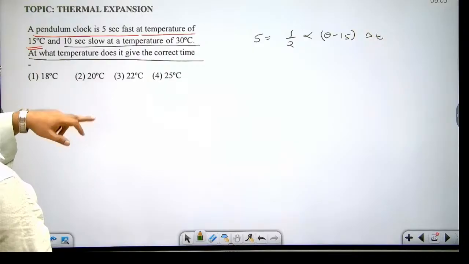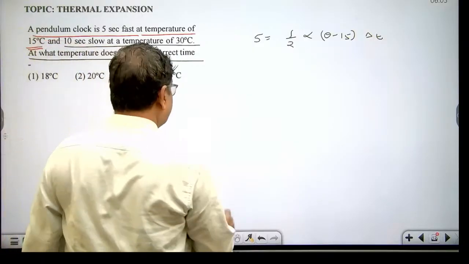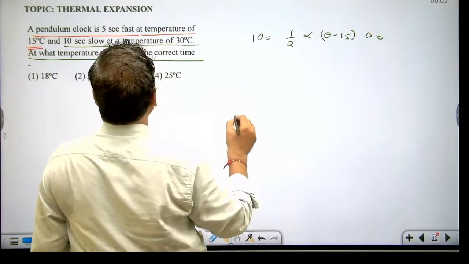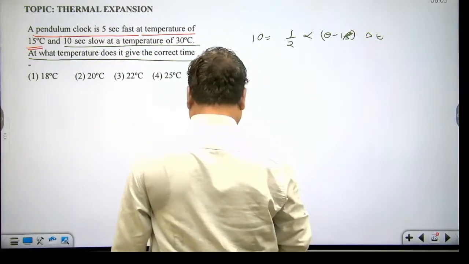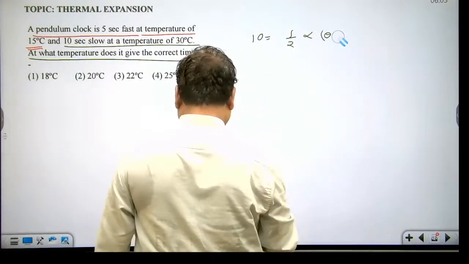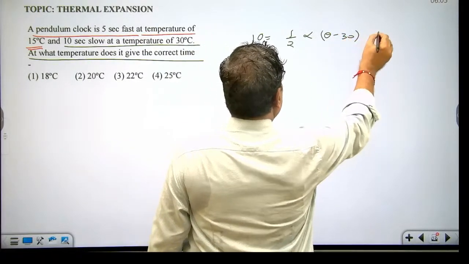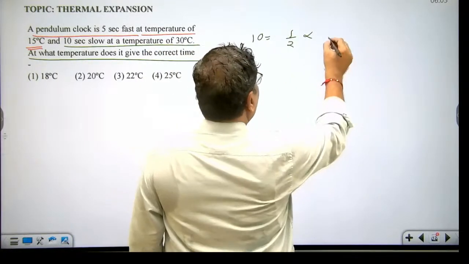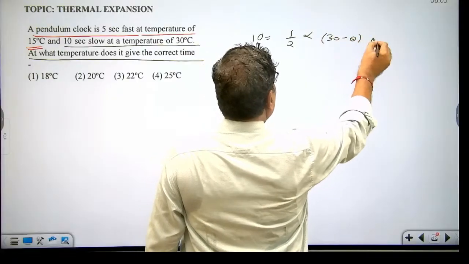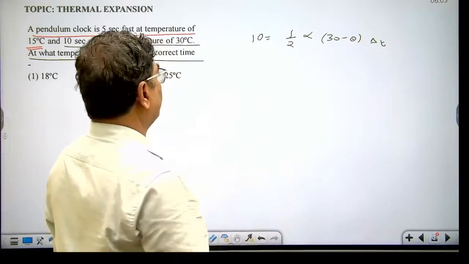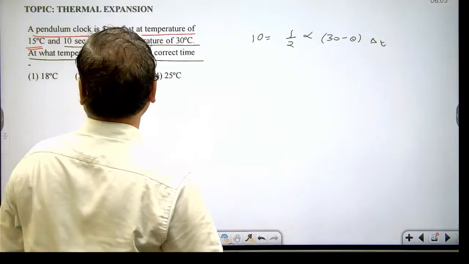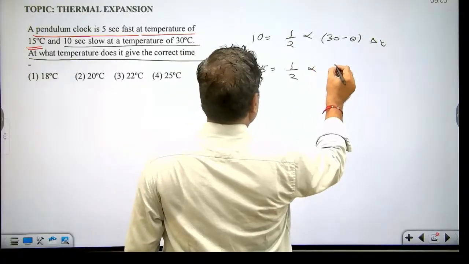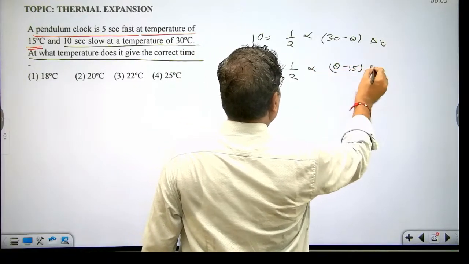Now, 10 seconds slow means it loses time, so this is not 5, this is 10. This is not theta minus 15, this is 30 minus theta, into the time interval. In a hot country, it will lose time, and in a cold country, it will gain time. So gain of 5 equals half alpha, theta minus 15, into delta t.